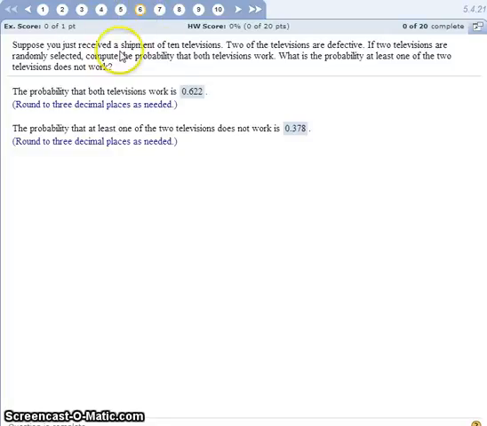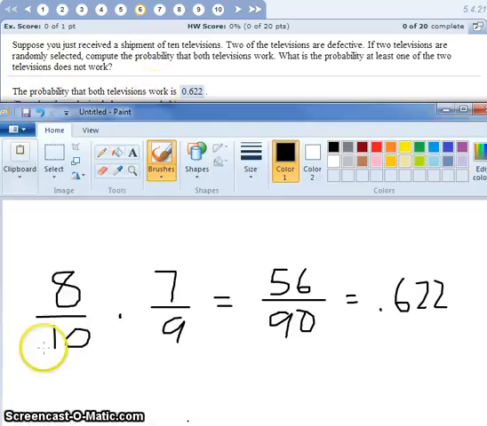For number 6, we have a shipment of 10 televisions. 2 of them are defective, which means by default 8 are working correctly. We're going to randomly select 2 of them and first find the probability that both televisions work. So we're going to multiply the probability that the first one is working by the probability that the second one is working.